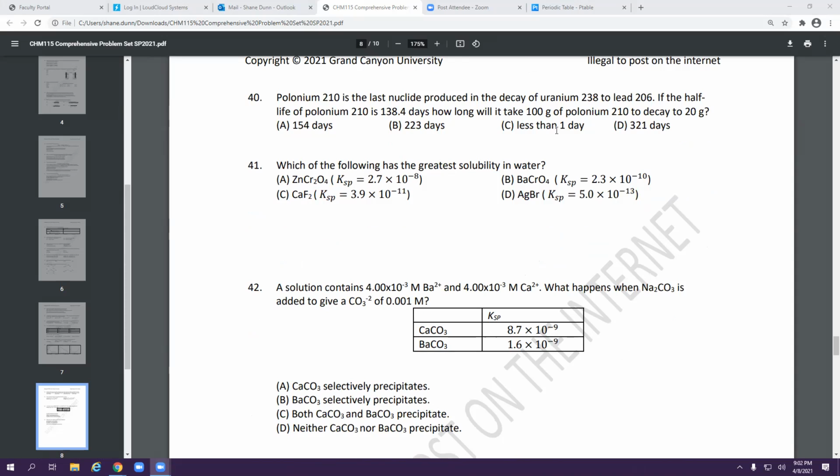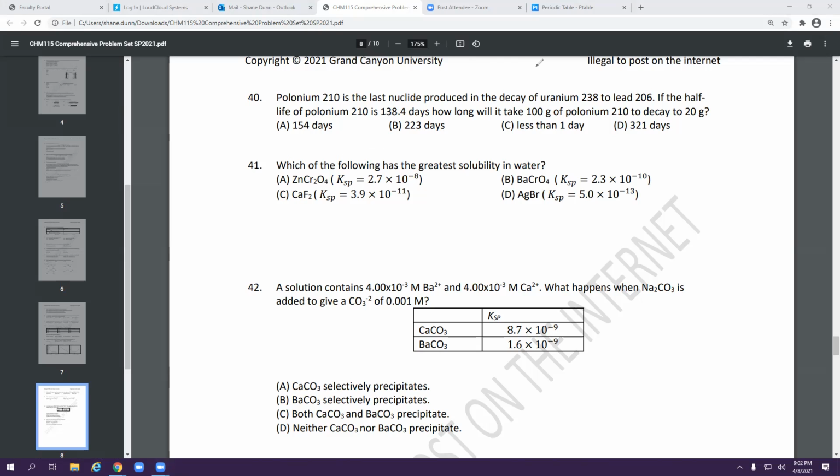What does KSP equal? Solubility, right? So the higher my KSP value, what's that mean? Greater solubility or less solubility? More soluble. So I'm going to pick the one that has the highest KSP value, which is A. Please make sure you can understand scientific notation. The higher the KSP value, the more soluble it is in water.